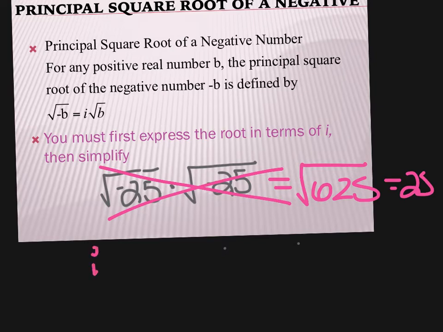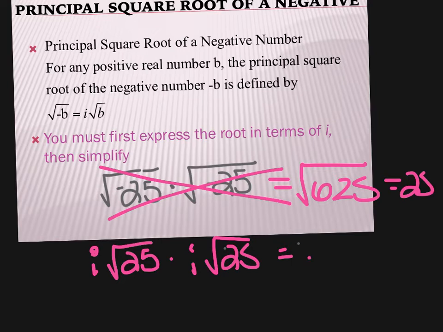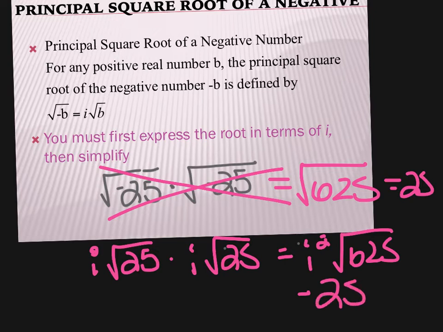So this actually becomes i root 25 times i root 25, which would be i squared times the square root of 625, or negative 25. So be really careful. Do not perform any operation on a negative root until you have taken the i out, okay?